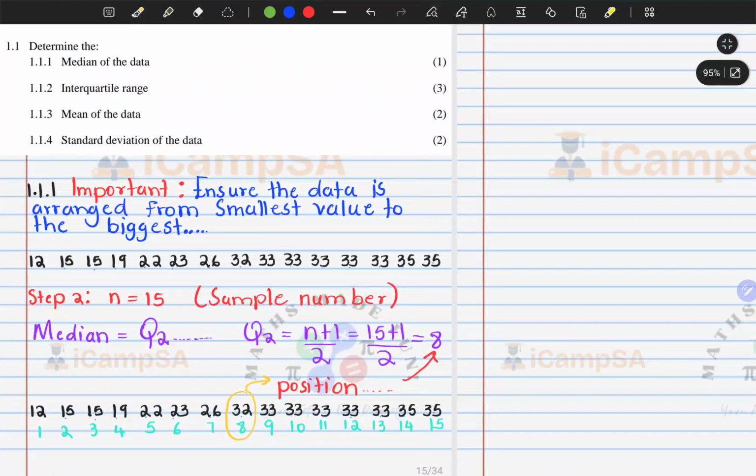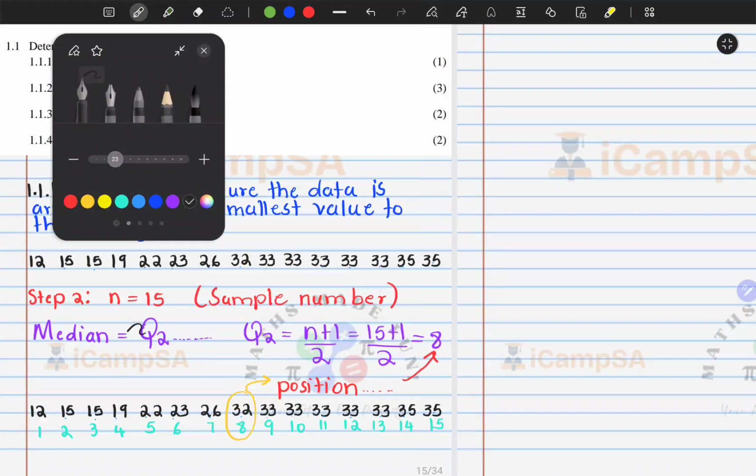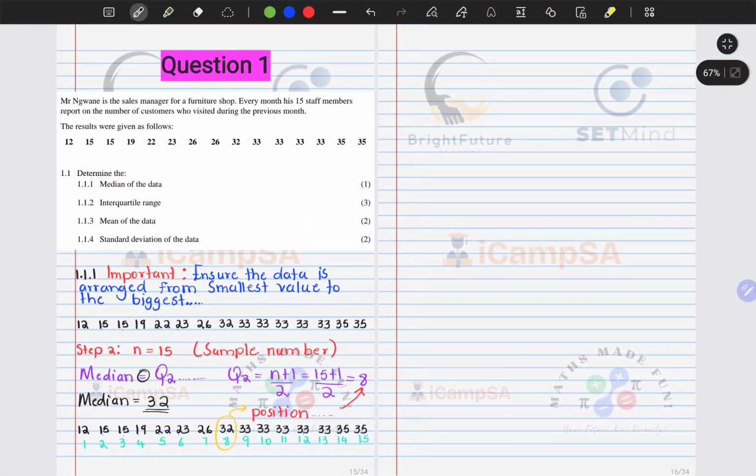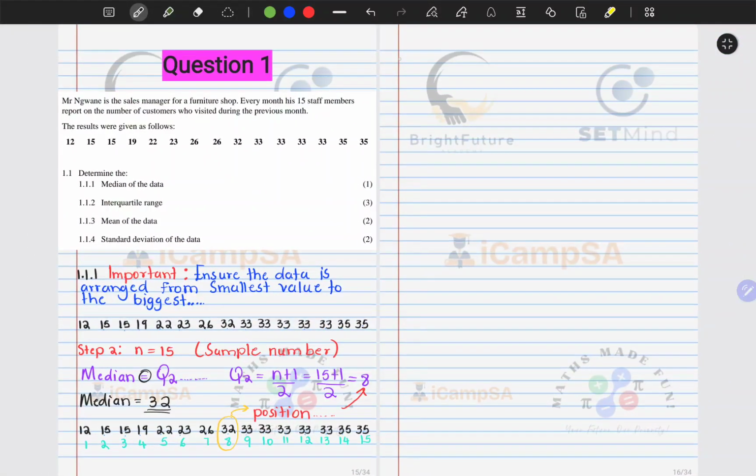Okay, so this means that our median for this data is 32, which is sitting at position number 8. Okay, and then 1.1.2, interquartile range. So they're looking for IQR.